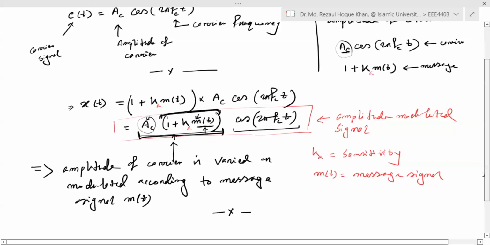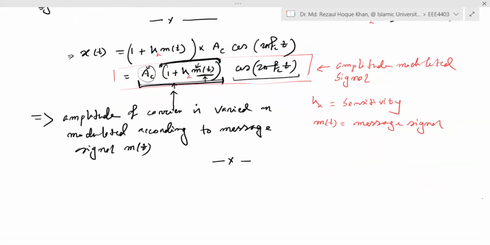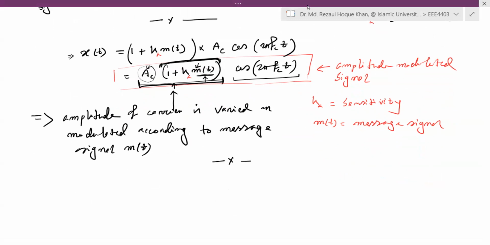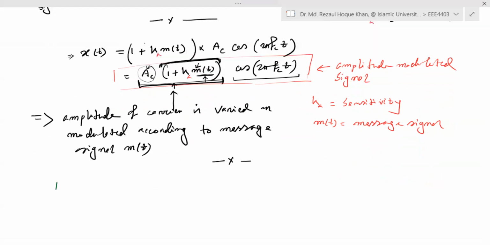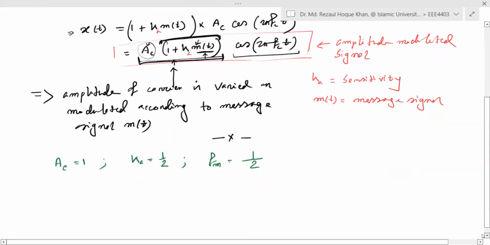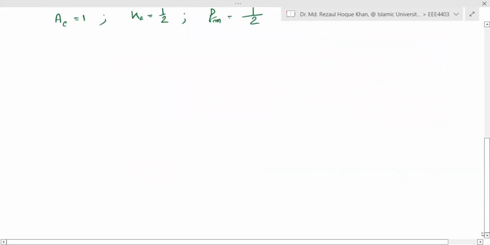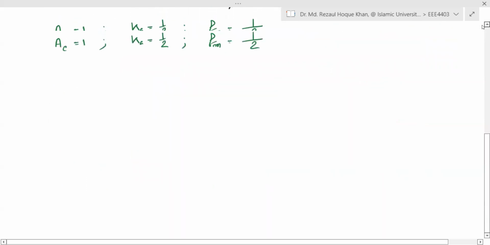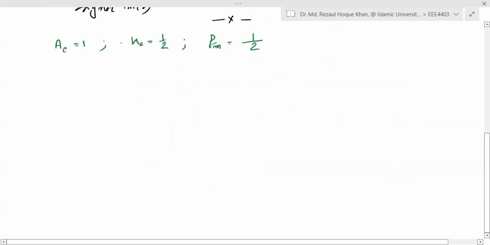Okay, let's take an example. In this example, we say Ac equal to 1, ka equal to half, and fm, the message frequency, is half. If this is the case, then what is m(t)?